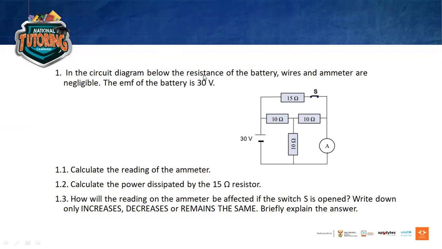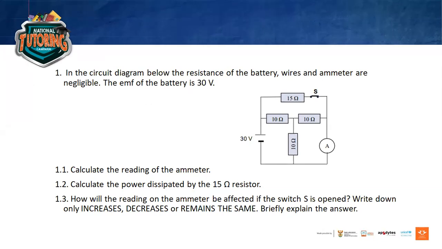It says in the circuit diagram below, the resistance of the battery, wires, and ammeters are negligible. So once they say that the resistance of the battery is negligible, it means that we won't be calculating internal resistance. The EMF of the battery is 30 volts, as you can see on the diagram. They want us to calculate the reading of the ammeter. So basically, this is the ammeter. Like I mentioned to you guys, an ammeter is an instrument that is able to measure the current of a circuit or any point where you put it. So it's just a representative of the current flow, and it gives you the value in amps.